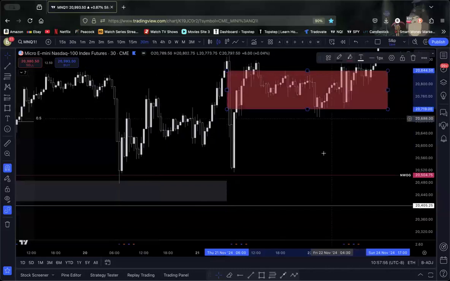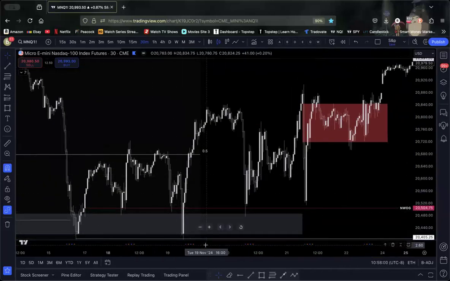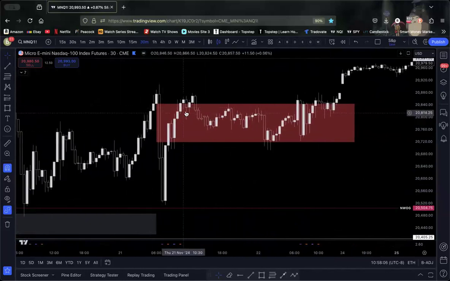Let's make this one red, right? And we inversed it because we swept. So when we sweep, we can expect price to go the other way. So we have a fair value gap right here, right? We inversed it, we held it, and it takes us to our target right here.